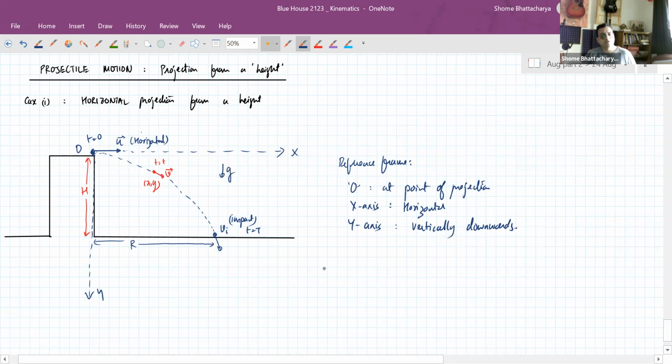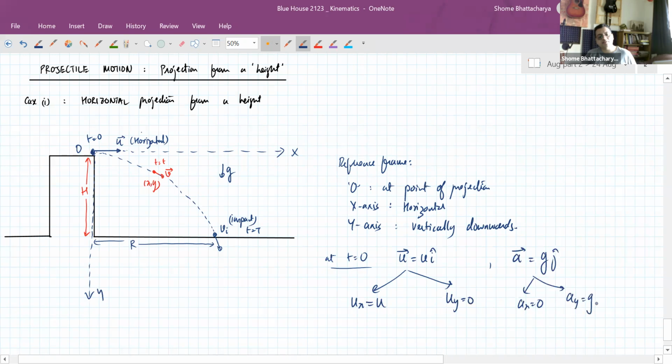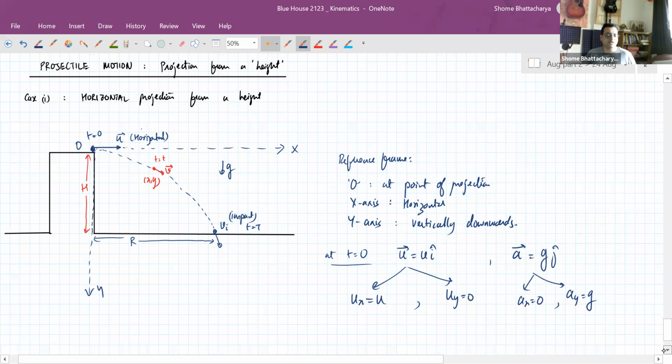So now we can see that at t equal to 0, the projection velocity is u i cap. So when I divide this into components, ux is u, my mistake, and uy is 0. Whereas the acceleration is g j cap because the y-axis is pointing downwards. So the acceleration's x component is 0, but the acceleration's y component I'll this time write with a plus sign because I've not taken the upward direction as the y-axis. I've taken the downward direction. So from this now I can write that at some time t.